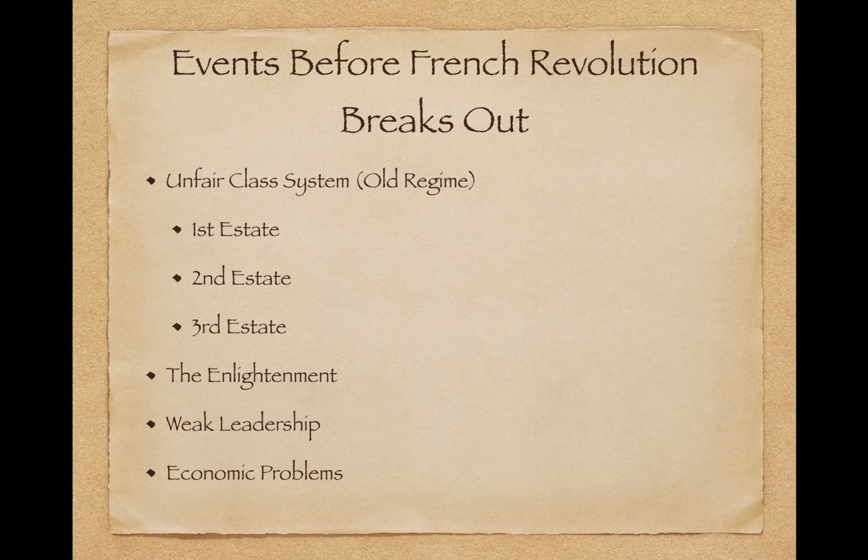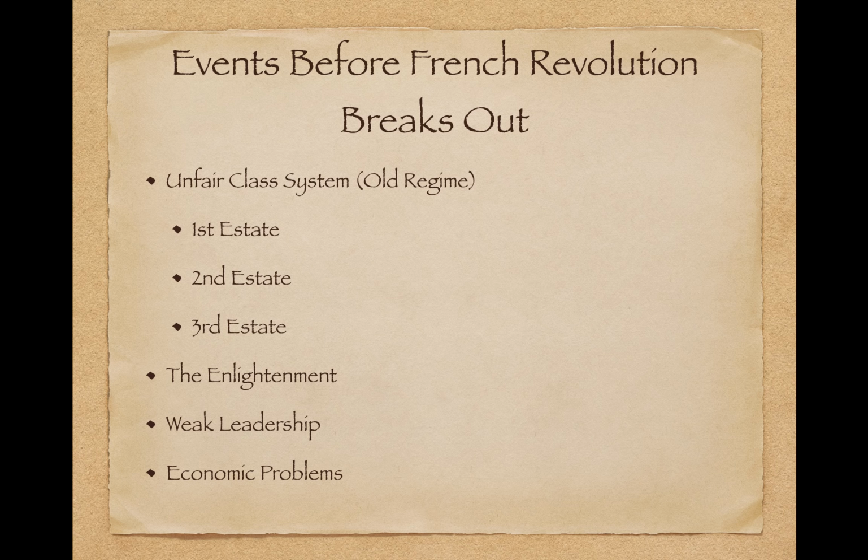We're going to start off with major events that occur before the French Revolution breaks out. There are actually four major events, or four reasons why the revolution ends up breaking out. The first one has to do with the unfair class system, which is known as the Old Regime in France. This is the political and social system that was in place right before the revolution breaks out.